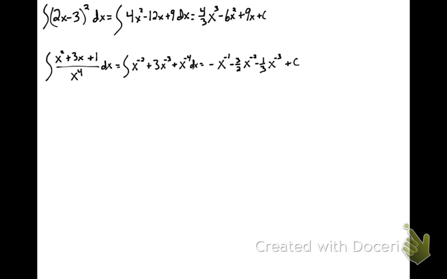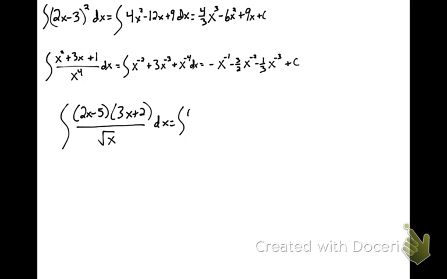A final problem that requires an algebraic trick, so to speak, at least at this point, is if we have something like (2x minus 5) times (3x plus 2) over the square root of x. And again, here's just an application of both of these things at one time. First, I'll expand this. So my numerator will become 6x squared, what's that, plus 4x minus 11x minus 10. And each of these is being divided by the square root of x.